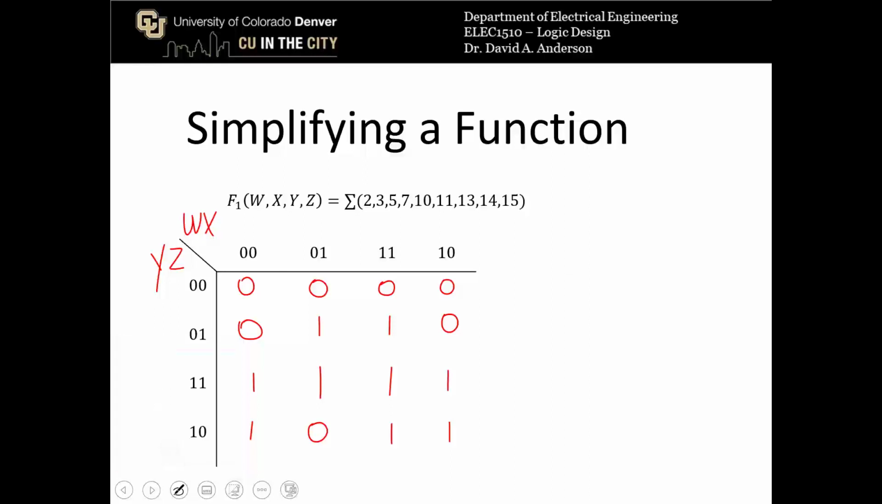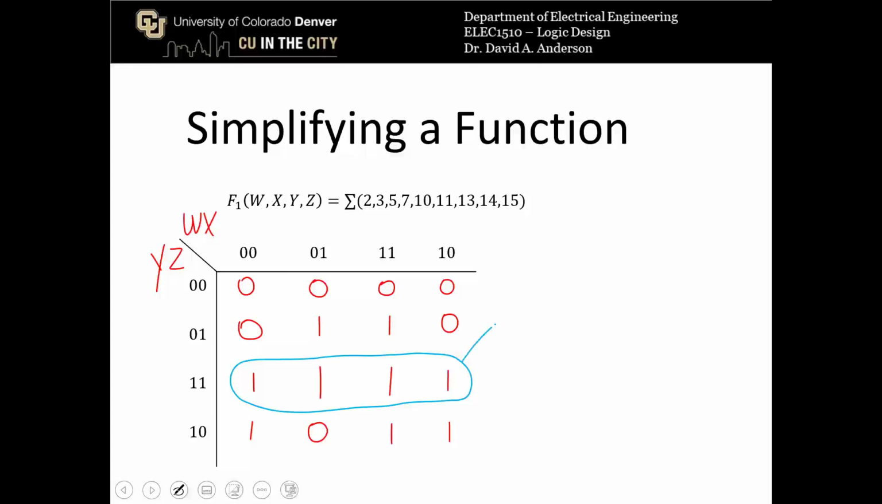One easy bubble to circle is this row of 1s. That can't be expanded either up or down, so that's about as big as that bubble can get. Again, to expand a bubble, you have to double its size. We can't double its size to the left or to the right because K-maps wrap around, so there's no room to expand there. Up or down, we would be including zeros, so we can't double its size.